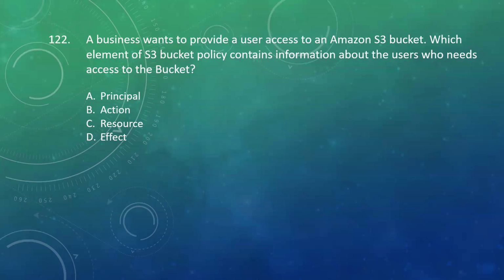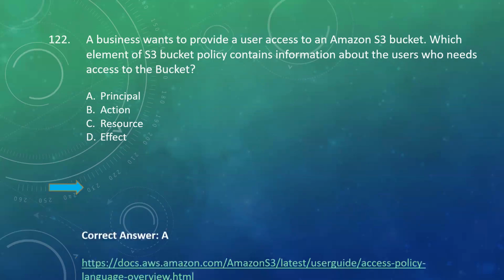A business wants to provide a user access to an Amazon S3 bucket. Which element of S3 bucket policy contains information about the users who need access to the bucket? Your options are principal, action, resource, effect.